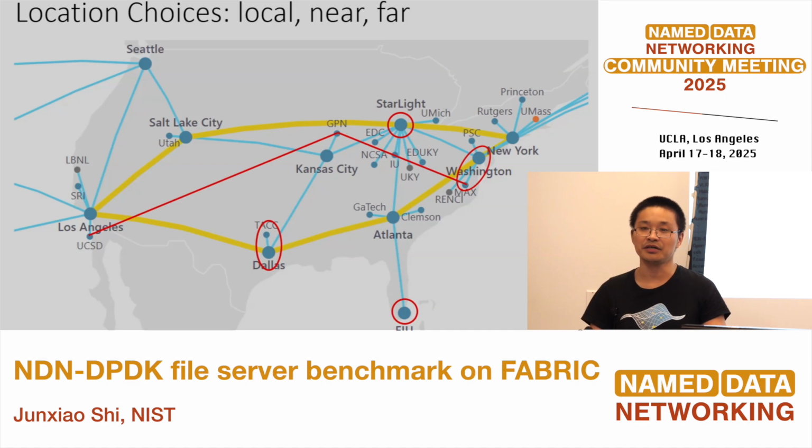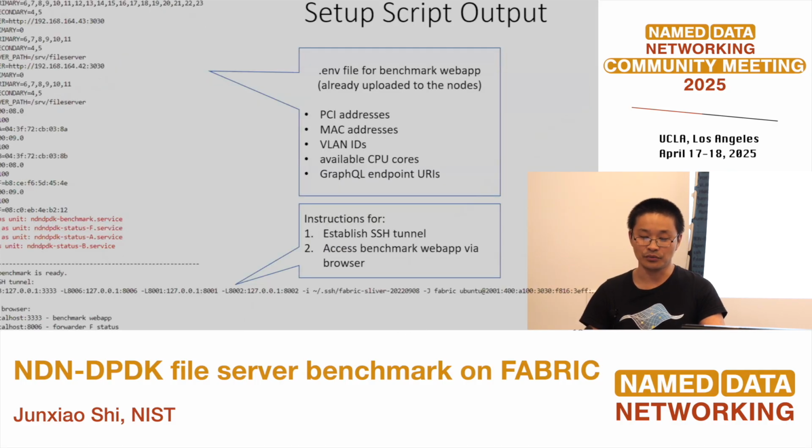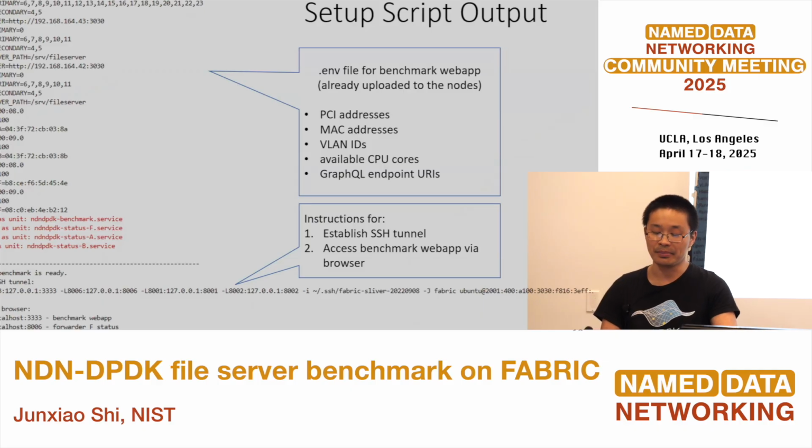Once we have made the selection of the locations and also the NIC model, we run the Python script. At the end of that script, it will show you an environment file. The environment file contains things like the PCI address and the MAC address of each Ethernet adapter. Those will be used by the benchmark web application to deploy the benchmark. It will also show you a command line. It allows the experimenter to access the benchmark web application. So with that, we have the experiment deployed and we can run the benchmark.